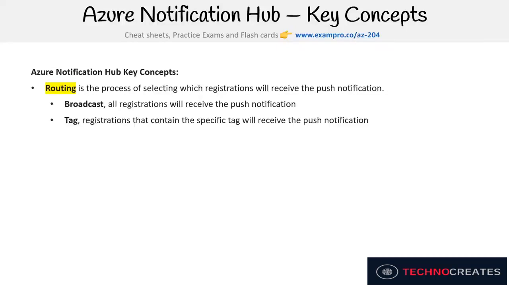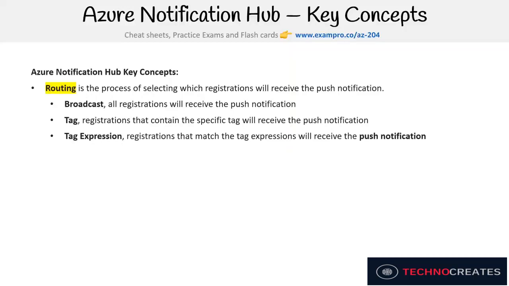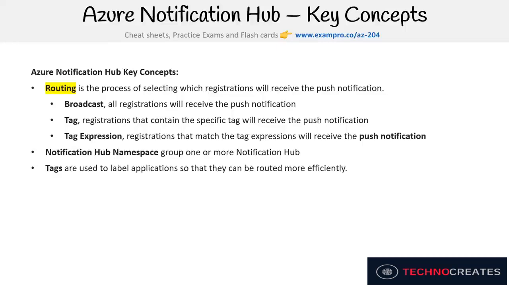A tag: registrations that contain the specific tag will receive that push notification. A great way to narrow down who you want to notify. There are tag expressions, so registrations that match the tag expression will receive a push notification. So that is an even further way of narrowing down who we want to receive a push notification. There's the Notification Hub namespace, so you have to create a group of one or more notification hubs in order to send stuff out. Tags are used to label applications so that they can be routed more efficiently, which is what we were talking about a moment ago about tags and tag expressions.